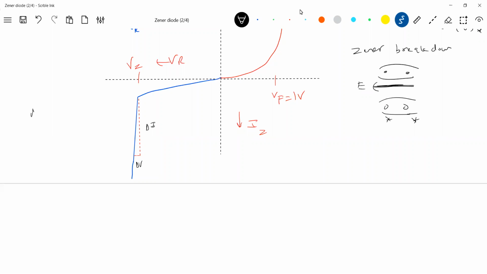What is this delta V? It will be of the order of 0.001 volt. What about delta I? This I'll get of the order of say 20 milliampere. What does this graph show? For a small change in voltage, a large change in current. Though current changes by a large amount, still the voltage across it is constant.